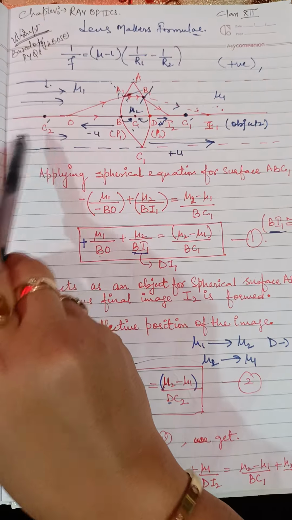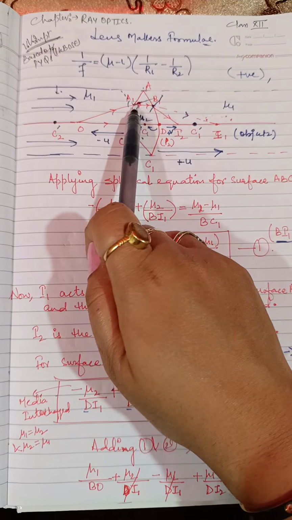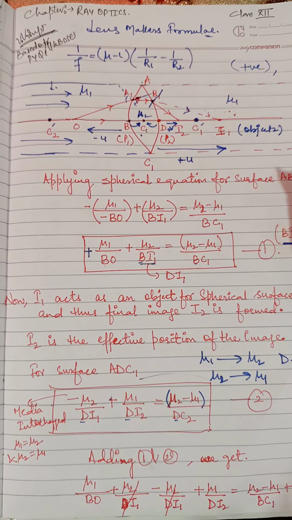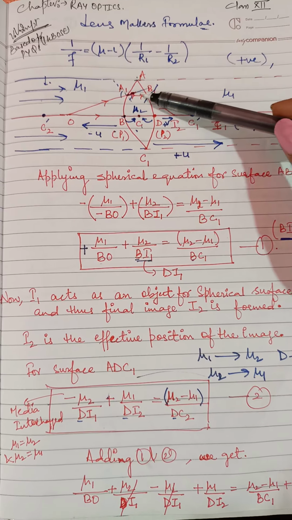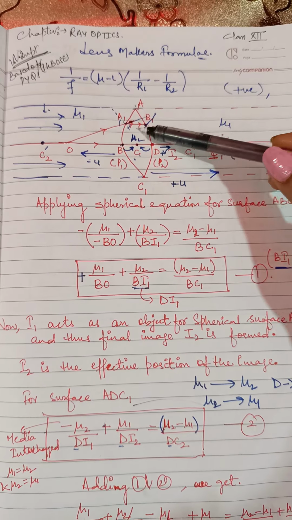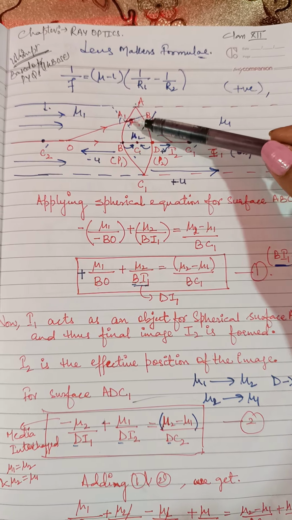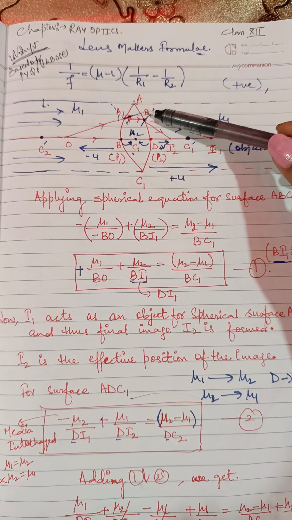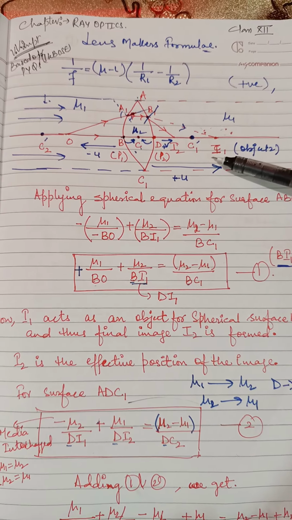Let us assume a point object placed at a point O. Now a ray of light will come from O and will strike at point A1 of the surface ABC1. At point A1 it will experience a refraction obviously due to this lens surface. So within the lens it will pass in the direction A1B1. It will refract, it will get away from the normal in this direction. Anyhow, it will form an initial image which is I1.